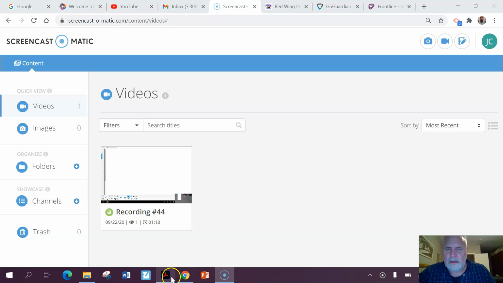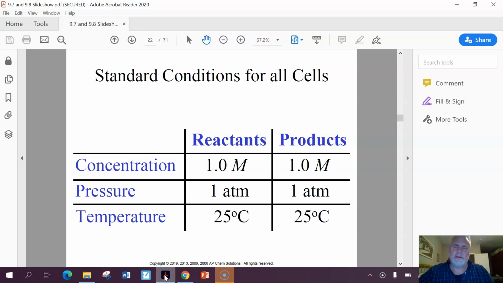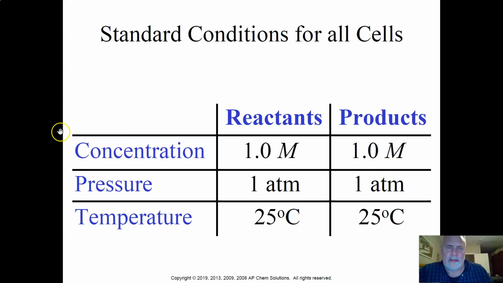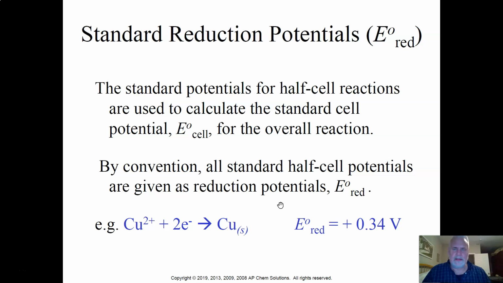So anyway, we're going to continue our discussion on electrochemistry as an application of thermodynamics. So what do we got going on here? Well, we kind of finished off with this idea of when we are at standard conditions. Nothing new or surprising there. And then we start to look at what is called a standard reduction potential, E0 red.